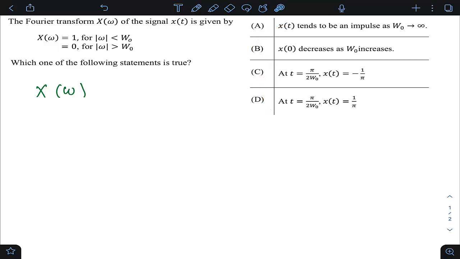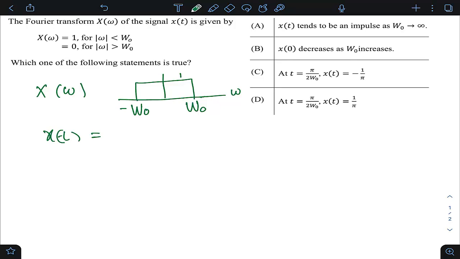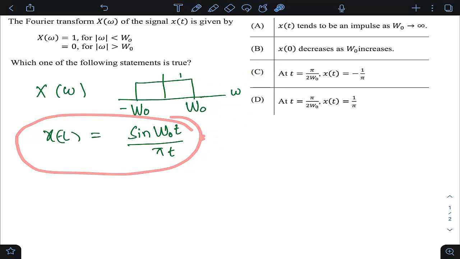So X of omega, if I plot it graphically, how does it look? This is your omega axis, this is minus w naught, this is plus w naught. From this, x of t is equal to sine w naught t divided by pi t. So this is a standard low pass filter impulse response. This is the frequency response of the low pass filter, and this is its corresponding time domain function. This is very standard data.